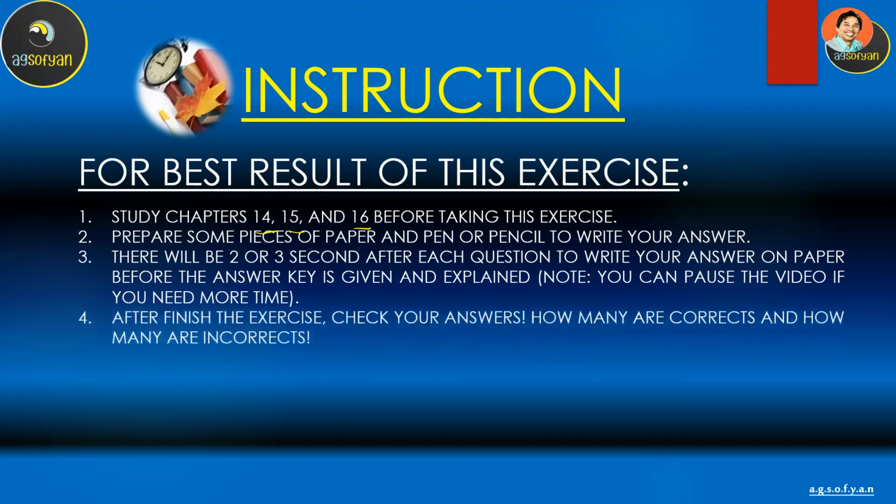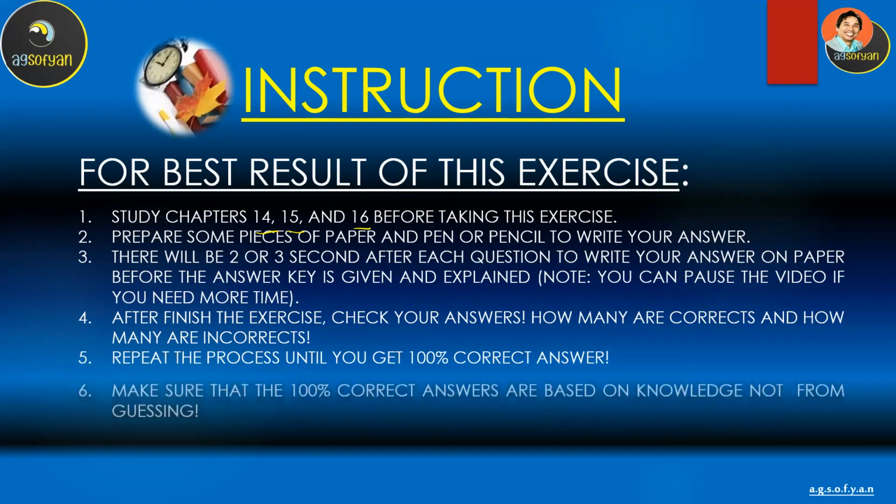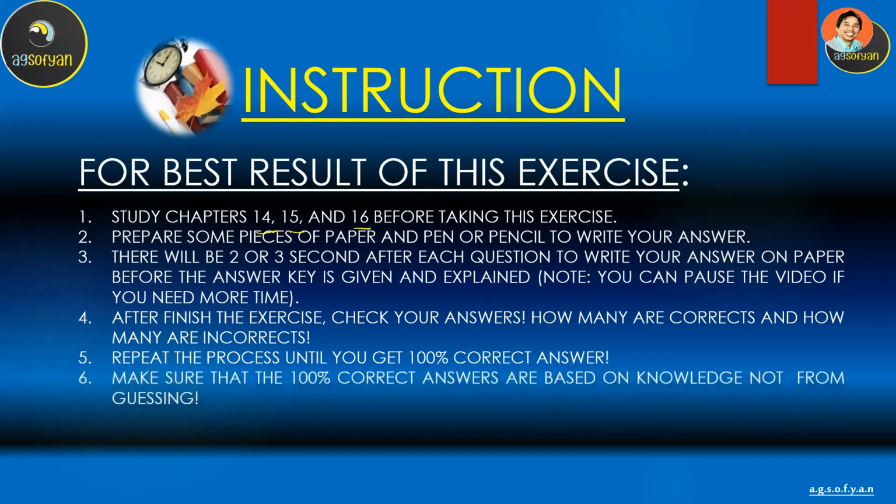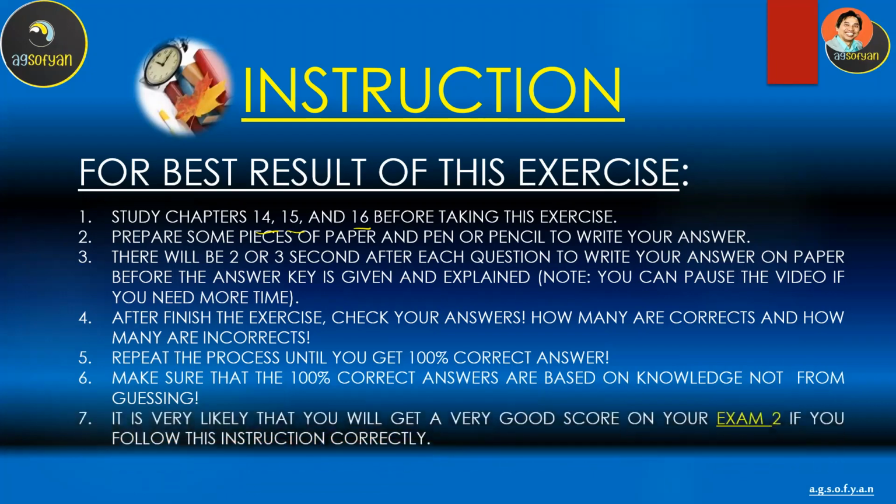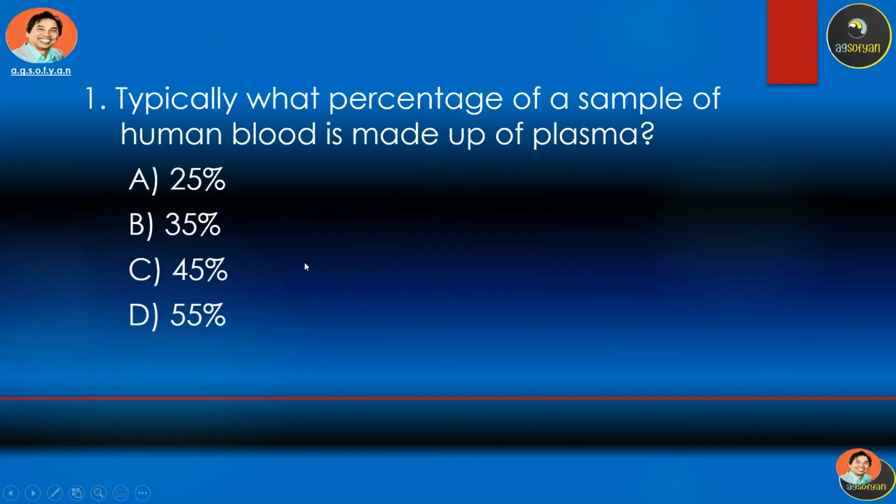After you finish the exercise, check your answers, how many are correct and how many are incorrect. Repeat the process until you get 100% correct answers. Make sure that the 100% correct answers are based on your knowledge, not from your guess. If you do, it is very likely that you will get a very good score in your exam number 2 if you follow this instruction correctly.